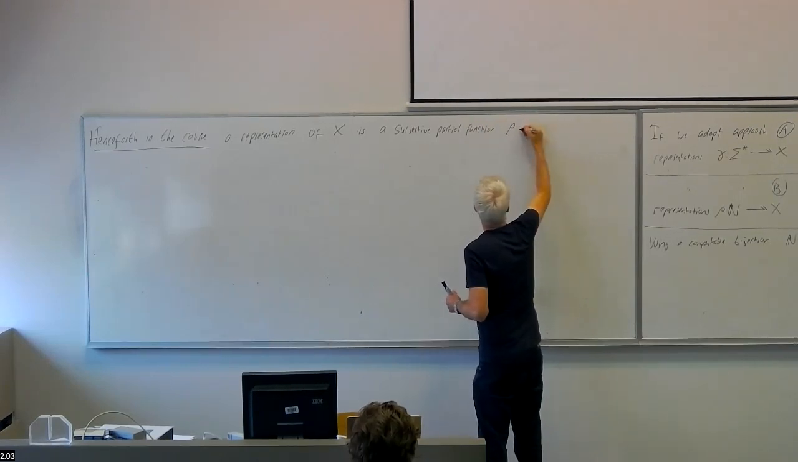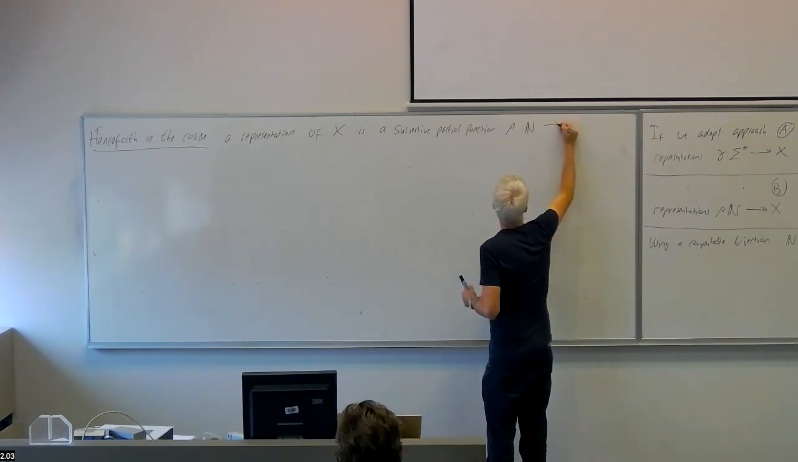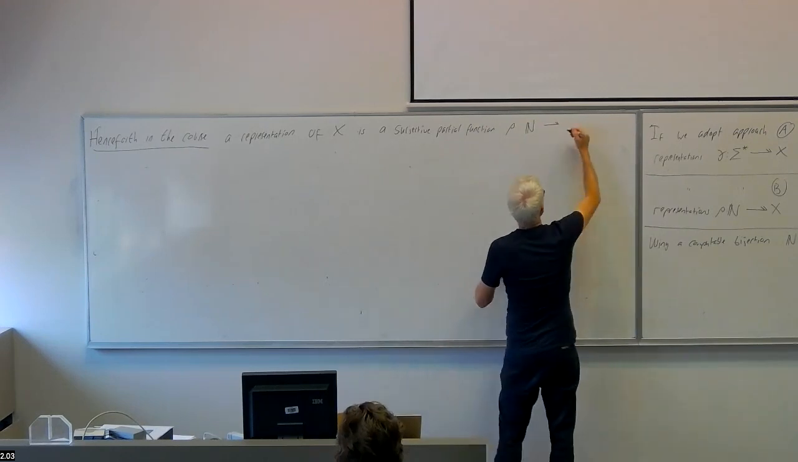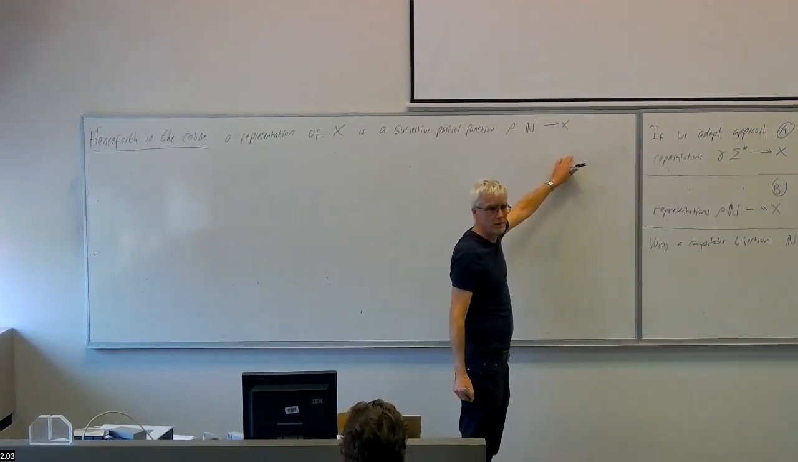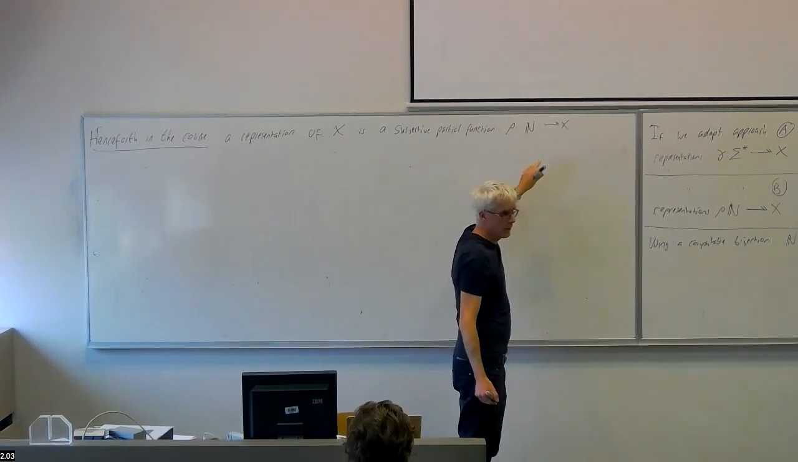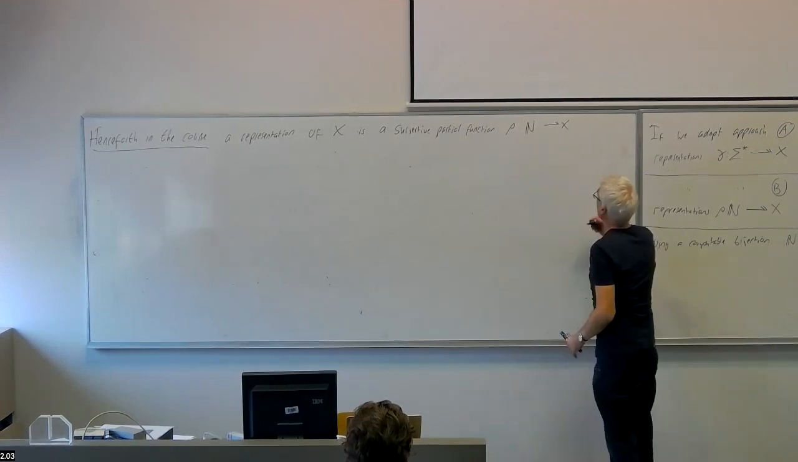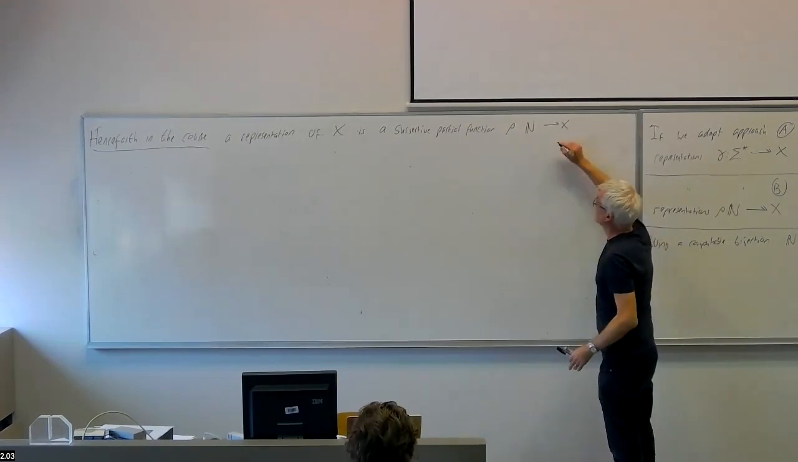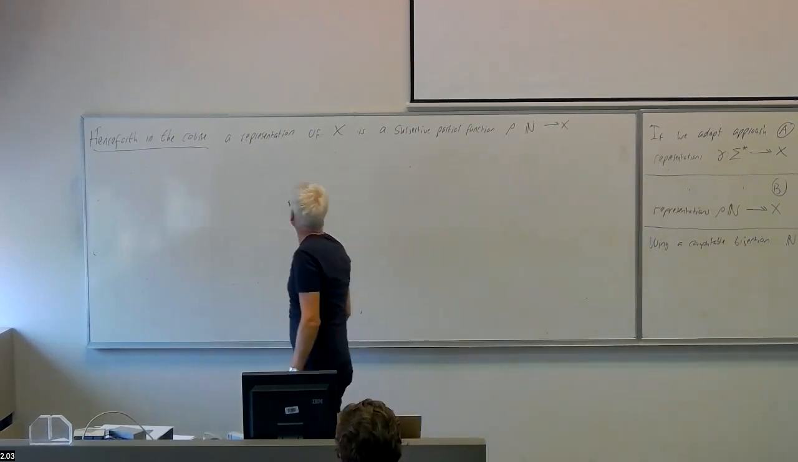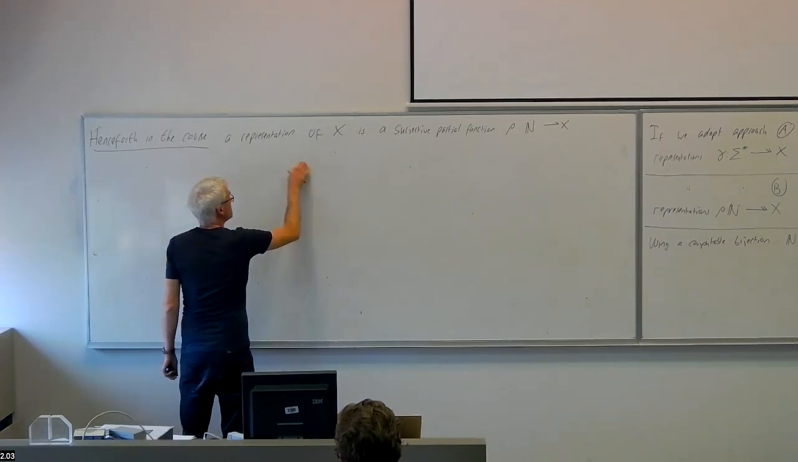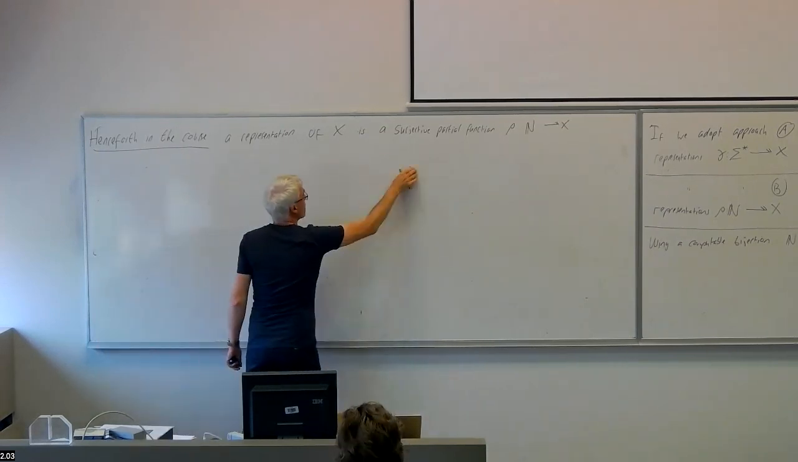rho, which goes from the natural numbers, so our names for elements of the set X are now natural numbers. To compute with elements of the set X, we compute with the names, the representing numbers that are representing those elements. So it's a surjective partial function. Well, that's it, that's the definition. Okay.